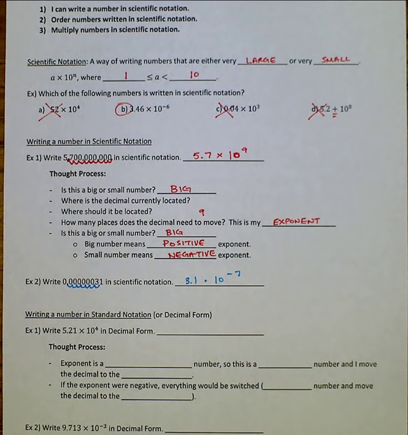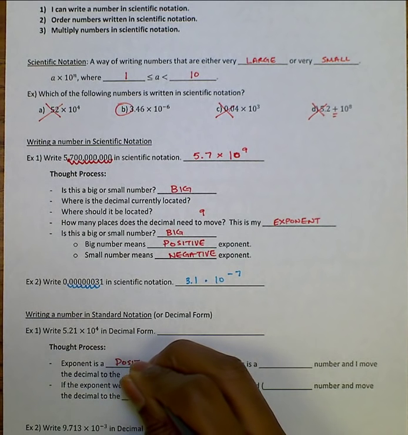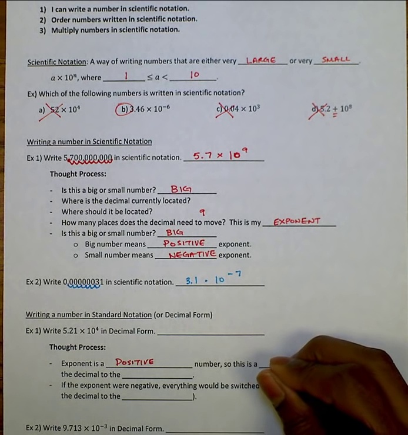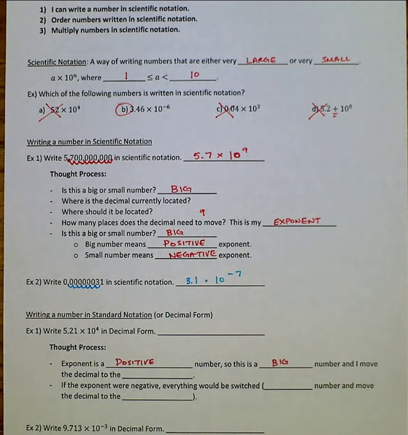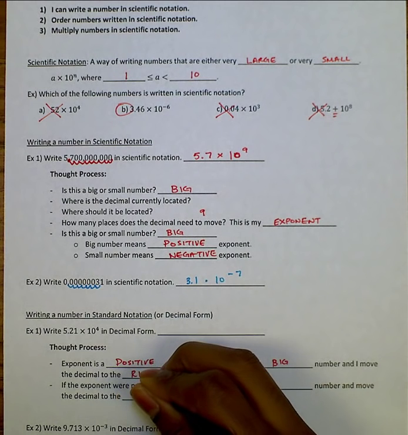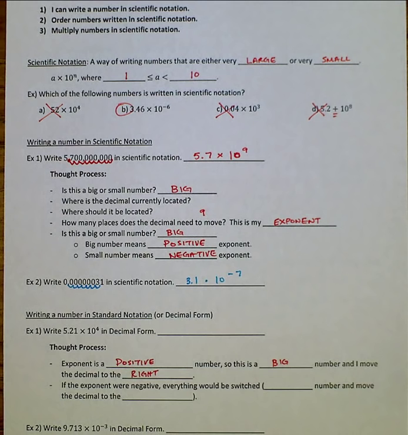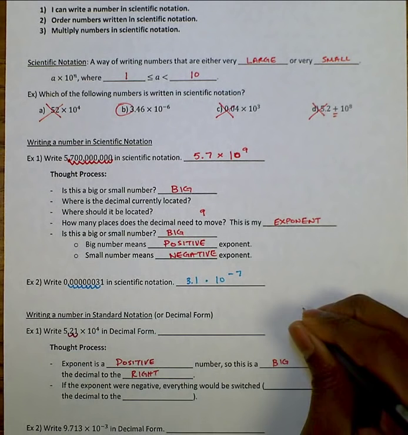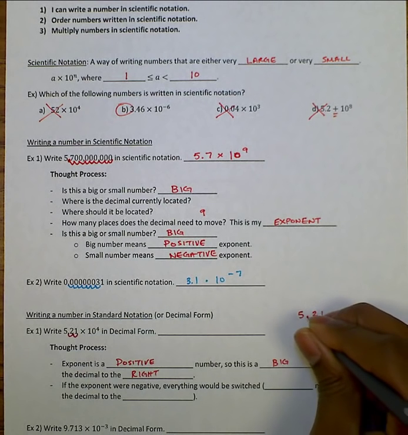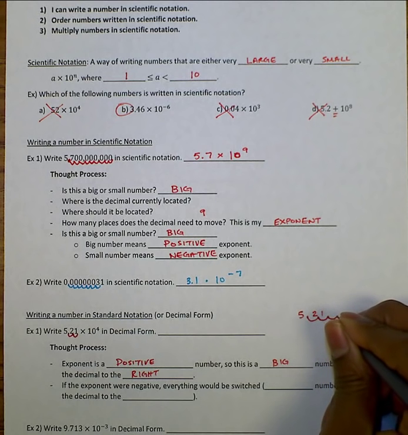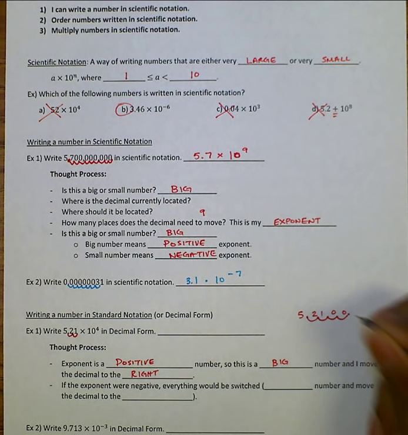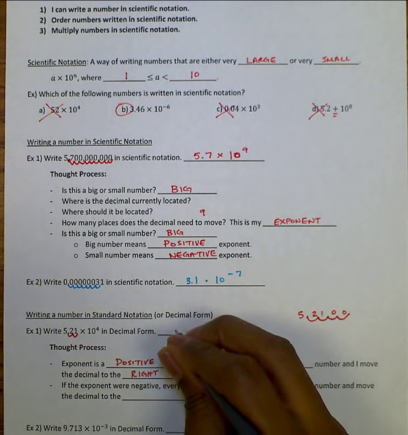Okay, so here's our thought process. The exponent is a positive number, so this is a large number, or big number, and I move the decimal to the right. I'm going to move this to the right 4 spaces. With 5.21, I'm going to move it 1, 2, 3, 4. There's my decimal. Now, every space that I have empty, I'm going to put zeros there. And so what I have now is 52100.